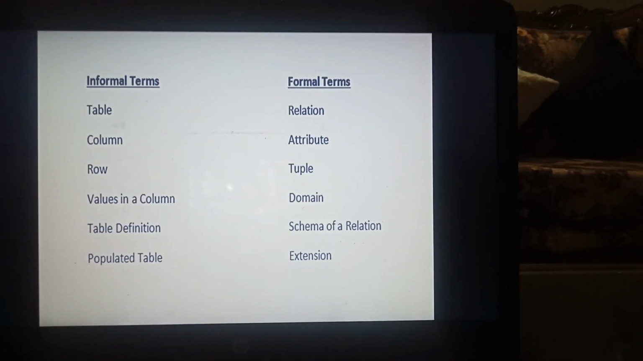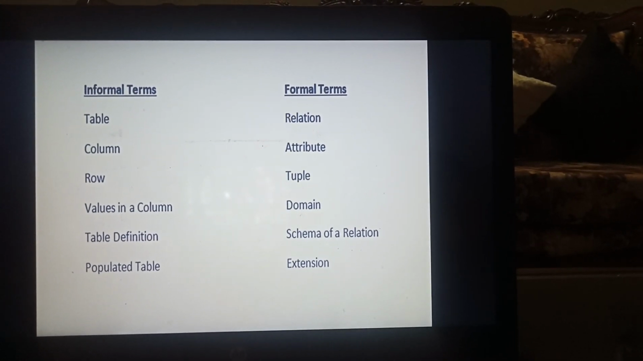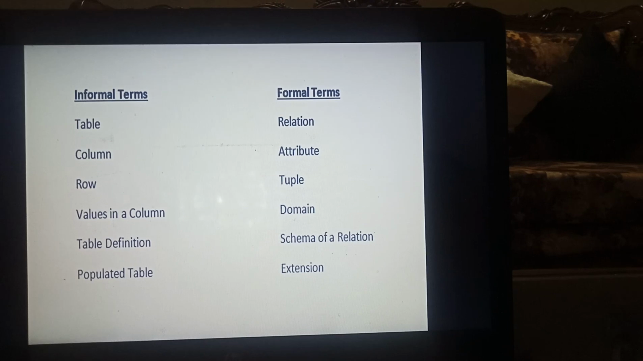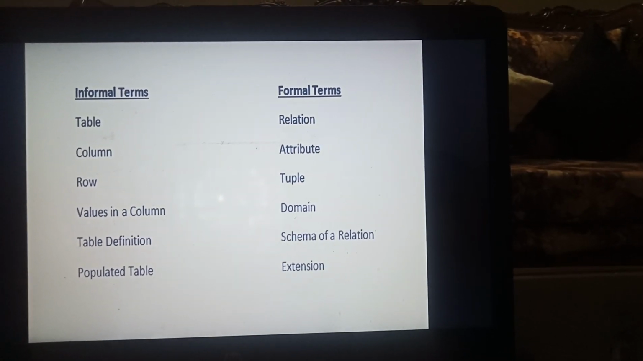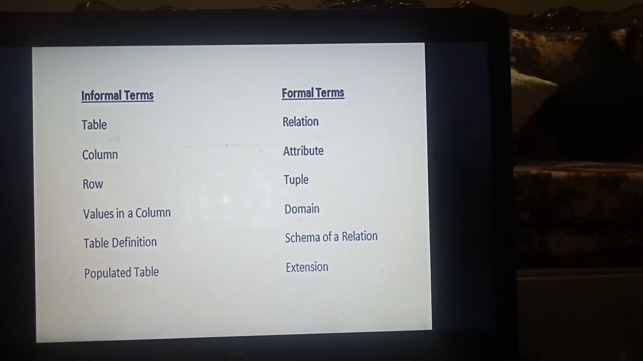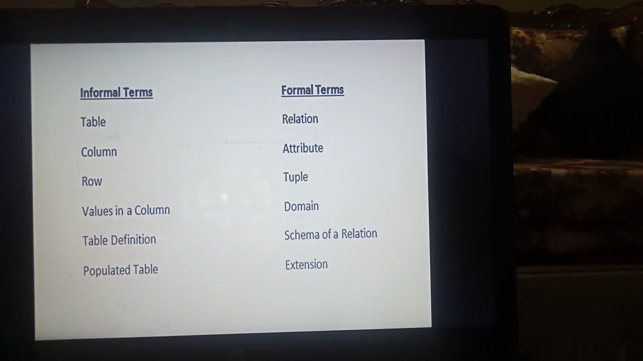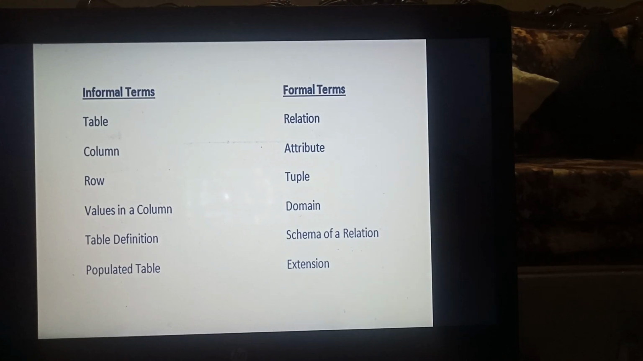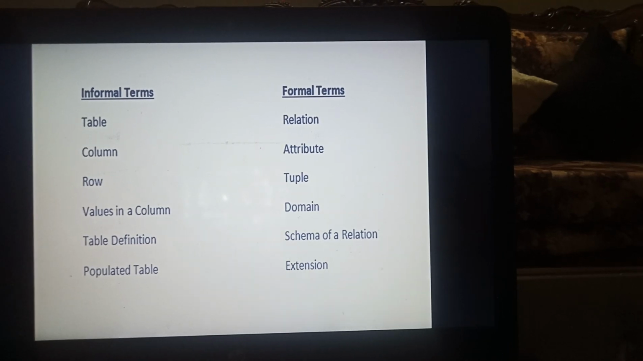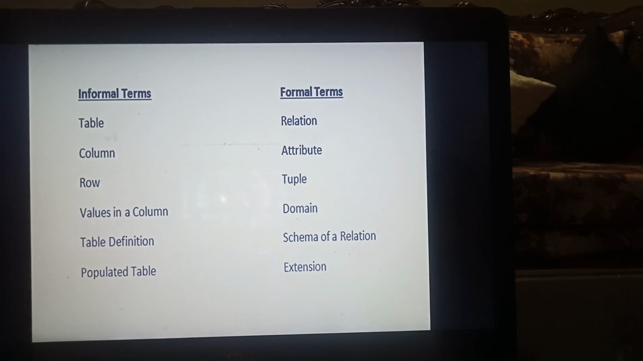Now these are some informal and formal terms. Informally we call some things by other names, but in the relational model we have given other names to those terms. First is table. Table is known as relation in the relational model. Column is known as attribute. Row is known as tuple. Values in a column are known as domain. Table definition, meaning table intension, is known as the schema of a relation or intension. And a populated table is known as extension.